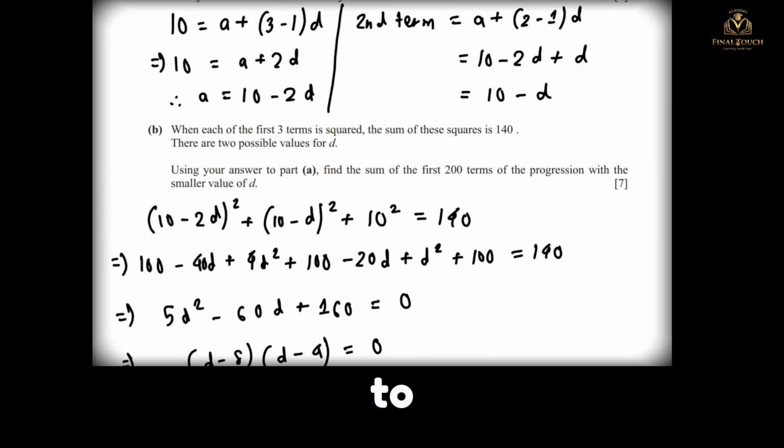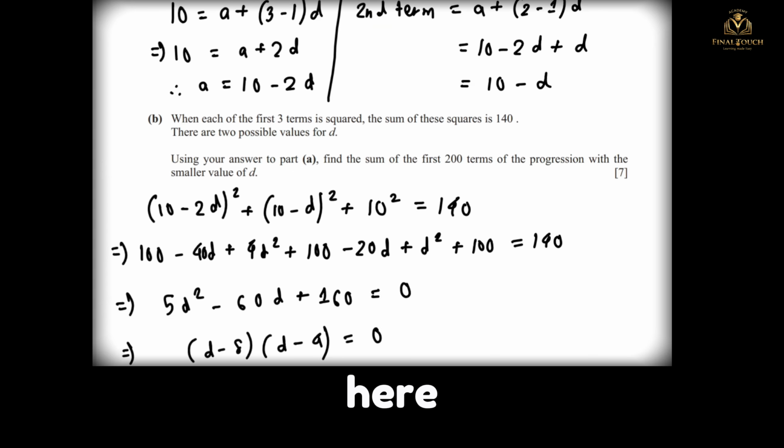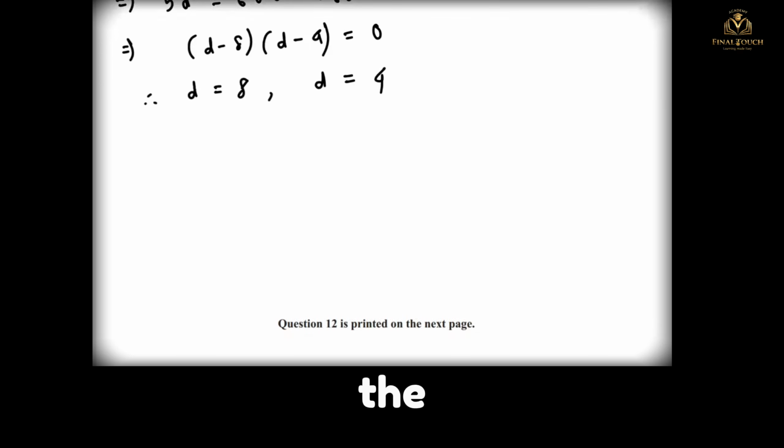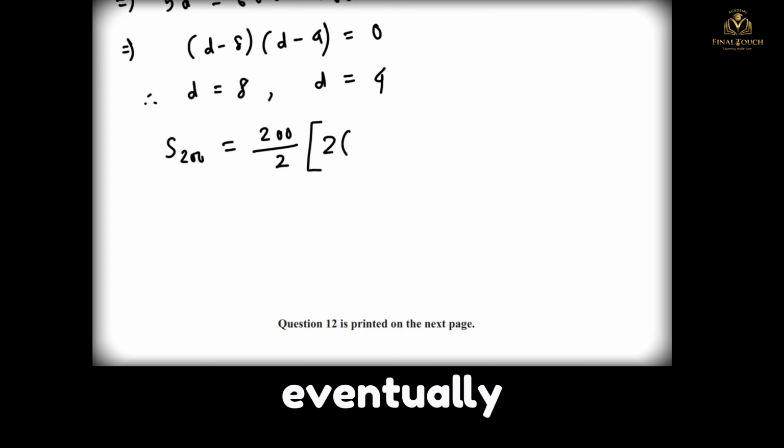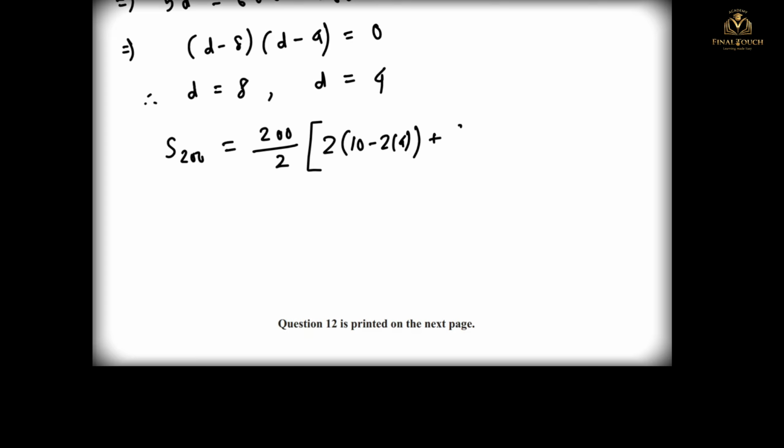So they told us to find the sum of the first 200 terms of the progression with the smaller value of d. And the smaller value of d we have here is 4. So we know the formula, the sum of the first 200 terms would give us 200 by 2, times 2 into a. So a would be 10 minus 2d, we had it. So 10 minus 2 into 4, plus 200 minus 1, and the d we are using is 4.